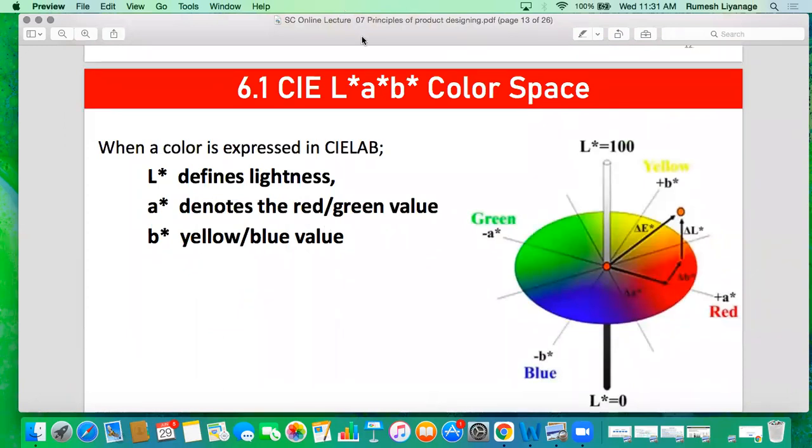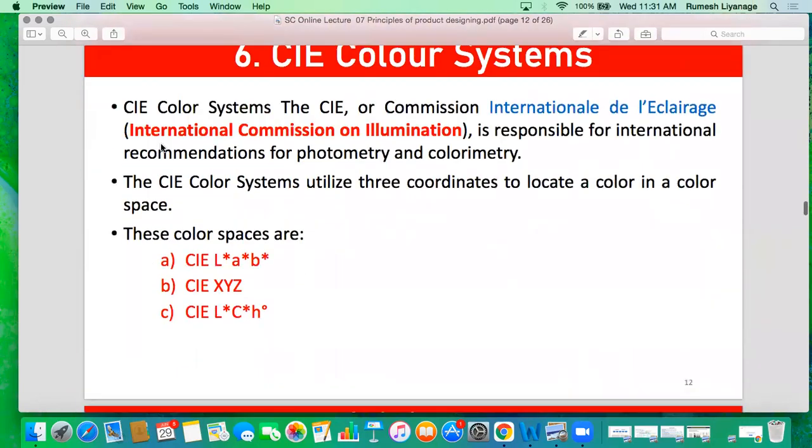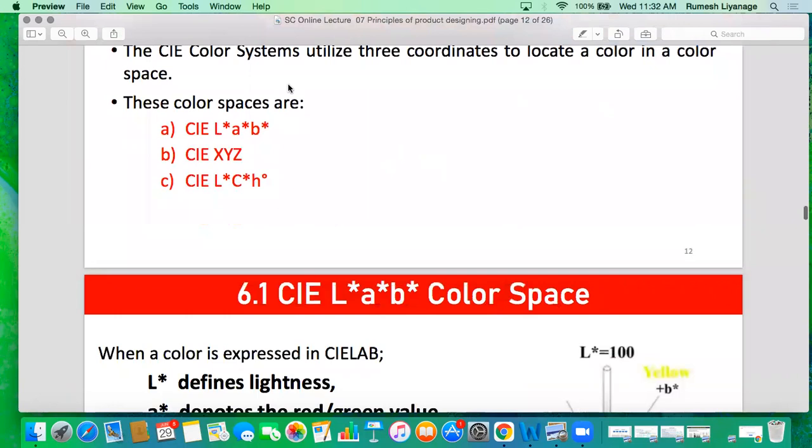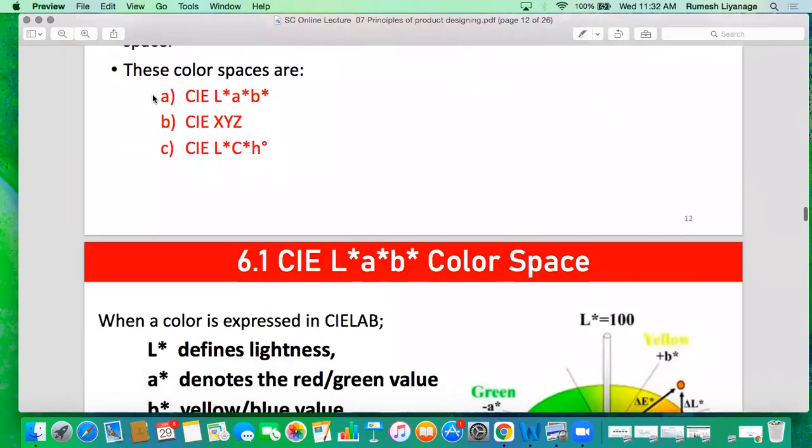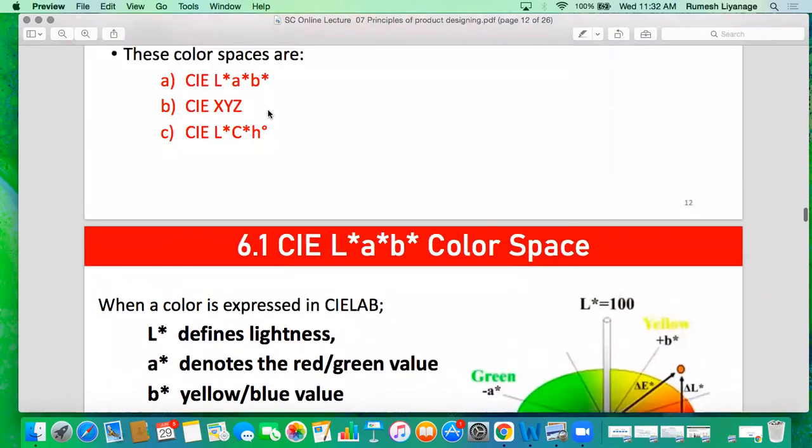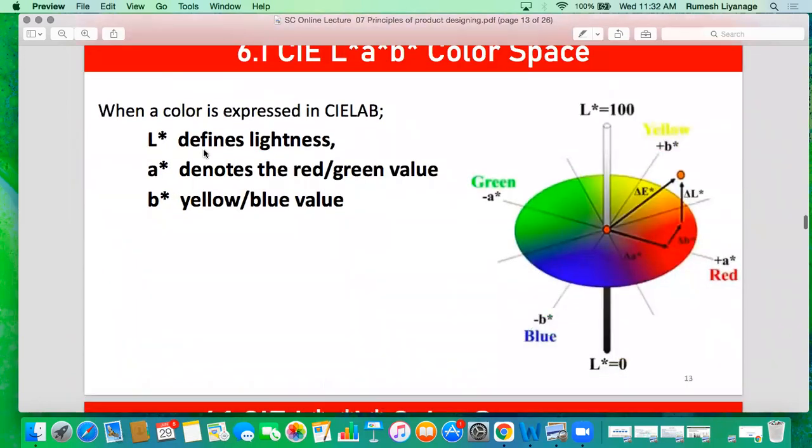Right. You know colors and how to measure them. Here, LAB. What is LAB? The International Commission on Illumination introduced three color spaces. The first one is CIE LAB. L means lightness.